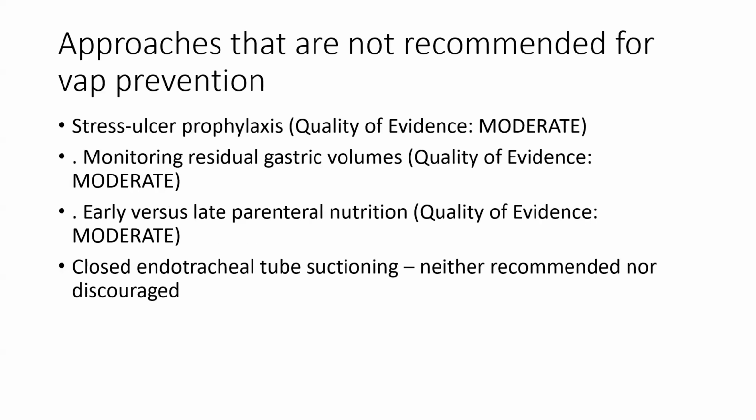Then approaches that are not recommended for VAP prevention: stress ulcer prophylaxis, no role in reduction of VAP. Then monitoring residual gastric volume, also no role. Early versus late parenteral nutrition: whether we start the parenteral nutrition early or late, it will not cause any change in the incidence of VAP. Then closed endotracheal suctioning is neither recommended nor discouraged.